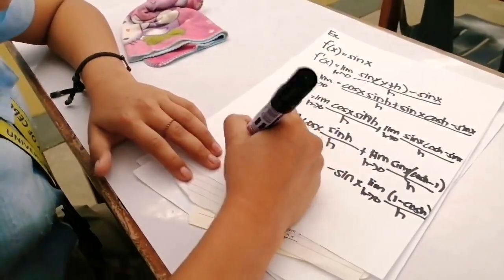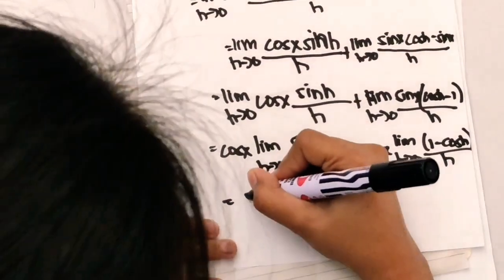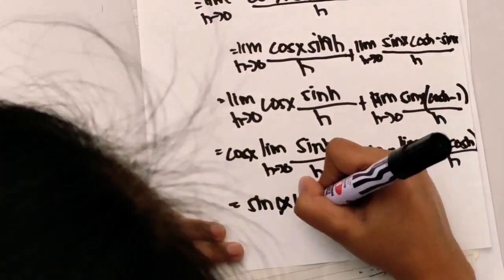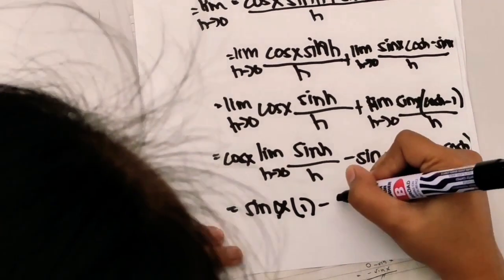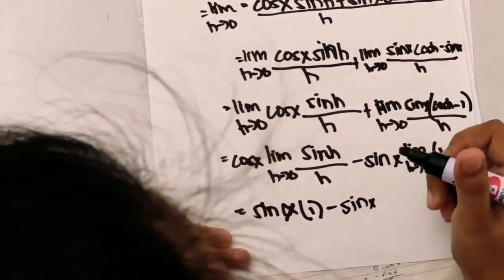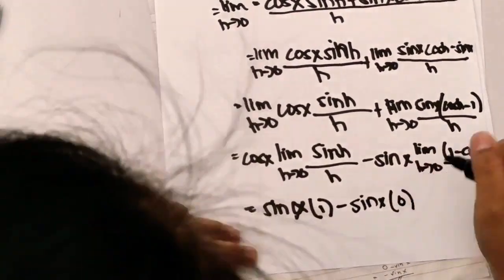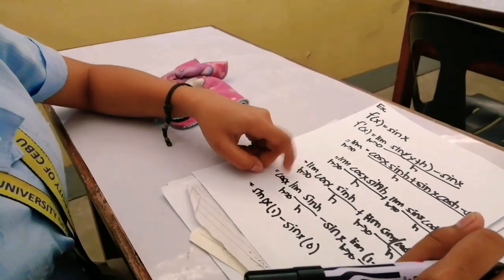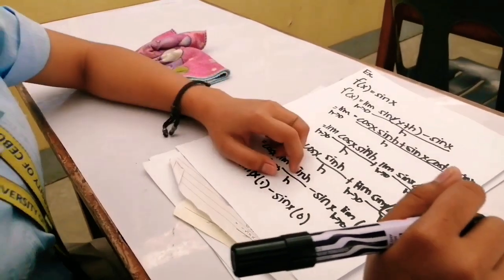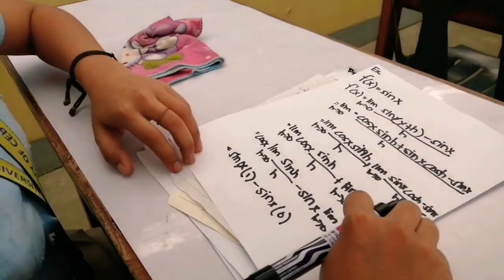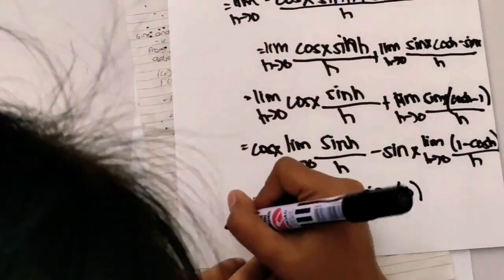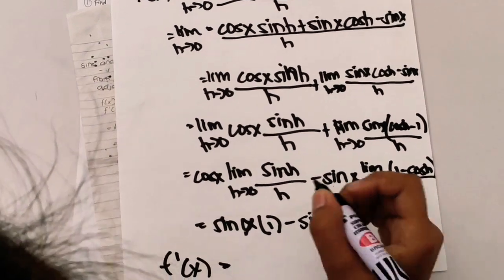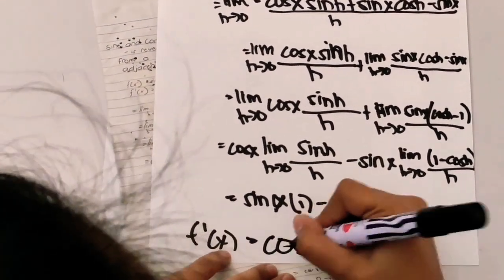And the answer is sine x quantity of 1 minus sine x quantity of 0. The sine x is the derivative of cos, then we're gonna cancel this, so sine x is the remaining. The final answer is f prime of x equals cos x.